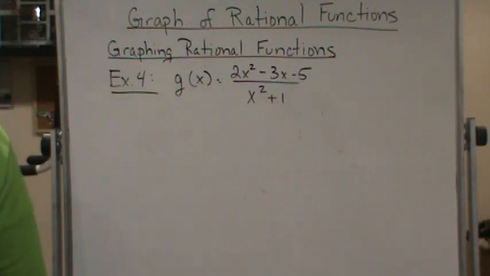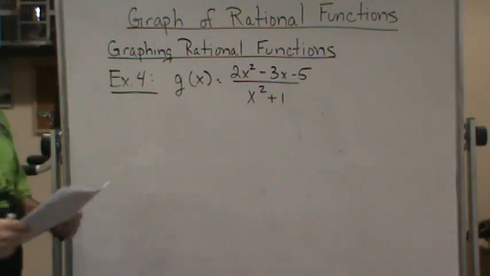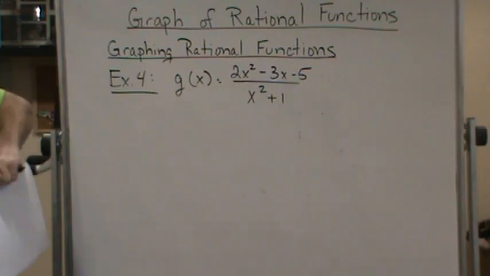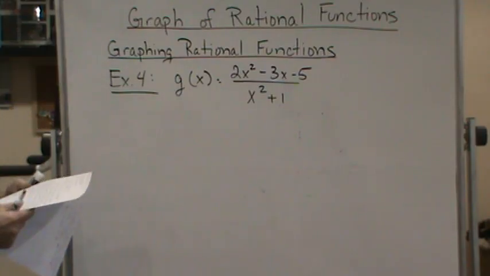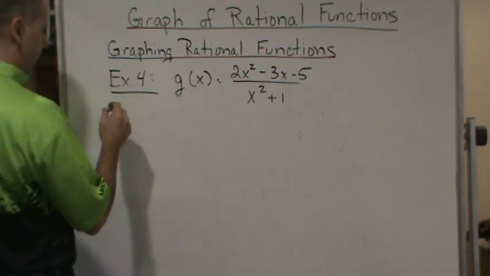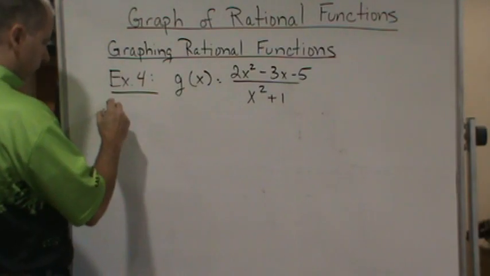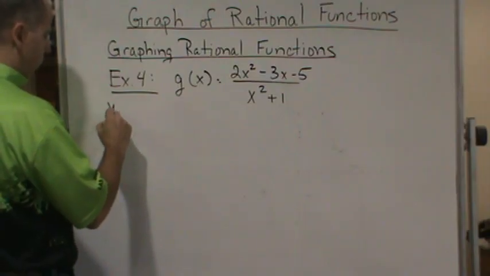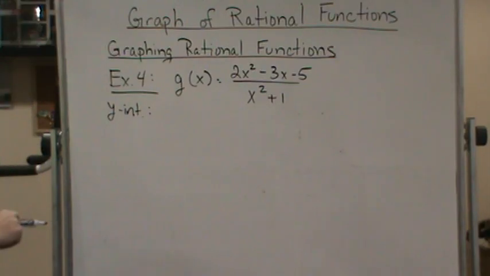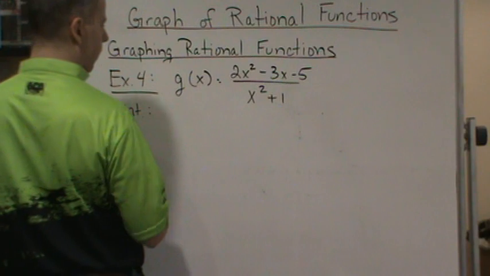All right, welcome back. And now let's do this example. So we have g of x is equal to 2x squared minus 3x minus 5 divided by the quantity x squared plus 1. Let's go through the steps. So again, we want to find our what? X and y intercepts, right? So y intercept. So again, that is going to be y of, in this case, g of 0.